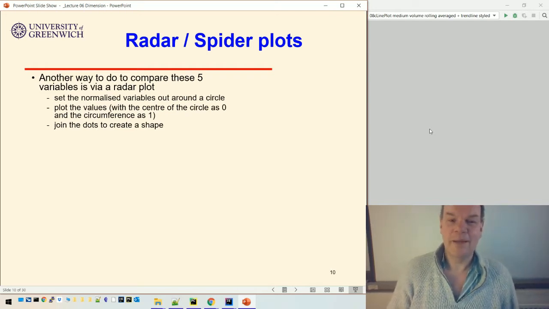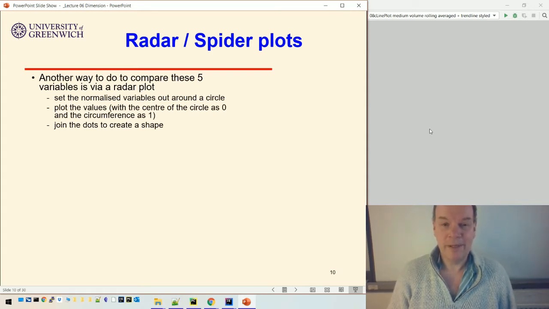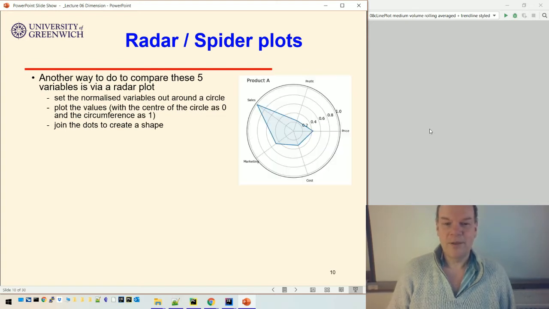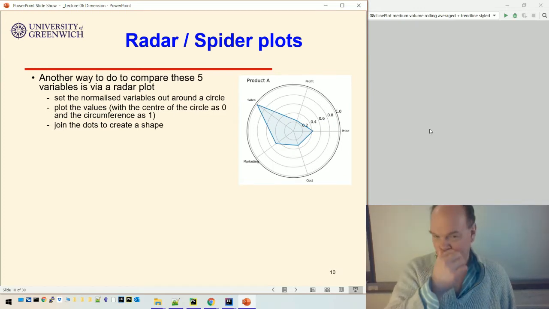And the way that these things work is that you set out the normalized variables. The data has to be normalized, otherwise the very big ones squash the small ones down to nothing. You set them out around a circle, plot the values with the center of the circle as 0 and the circumference as 1, and then you join the dots to create a shape. So that's a spider plot or a radar plot.